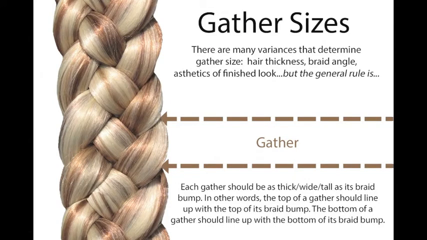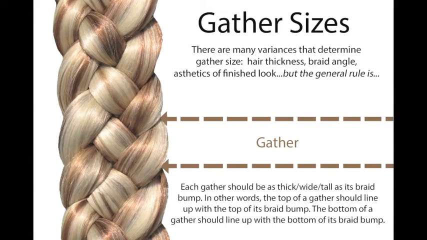Gather sizes are really, really important and can create scalp lines if done wrong. A braid bump is the size of the bump on the side of a braid that is created when you weave the hair. So you can see the dotted lines in the center of this braid, and what it's pointing to is a braid bump. That's one braid bump. And you want your gathers to be that size. You don't want your gathers to be larger than that overly or smaller than that.